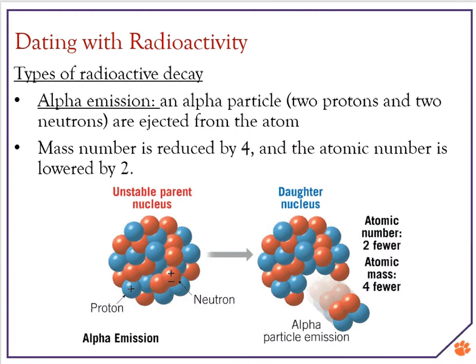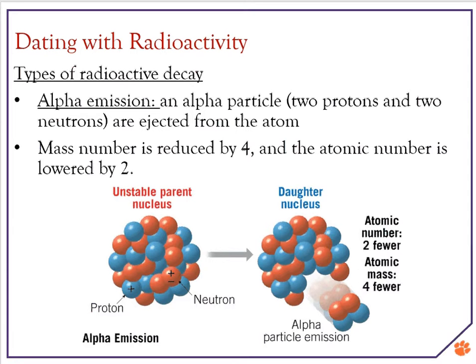Let's talk about the types of radioactive decay before moving any further. There are basically three different types of radioactive decay. The first of them is alpha emission. In this case, an alpha particle is ejected from the atom, and an alpha particle contains two protons and two neutrons.